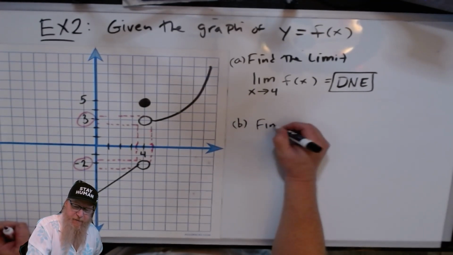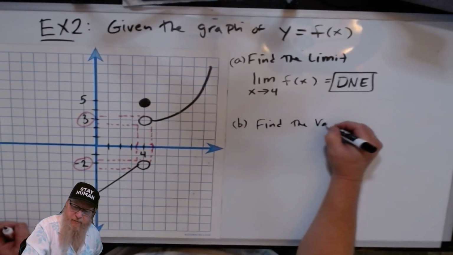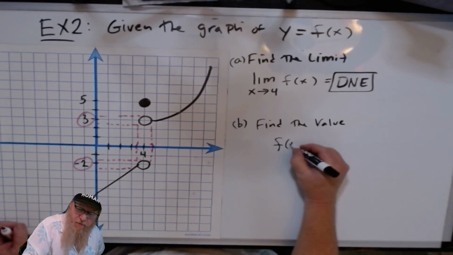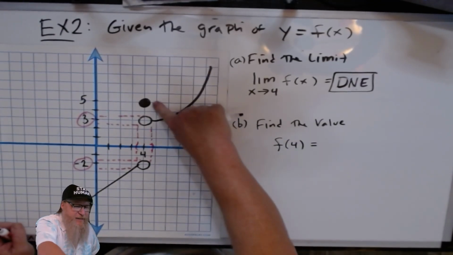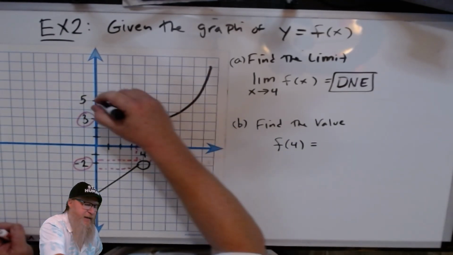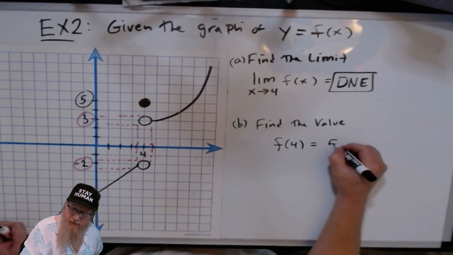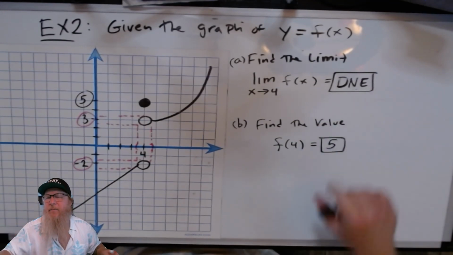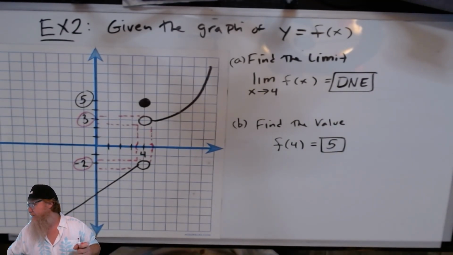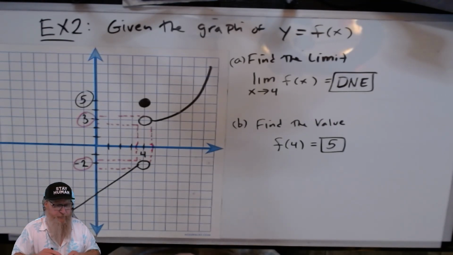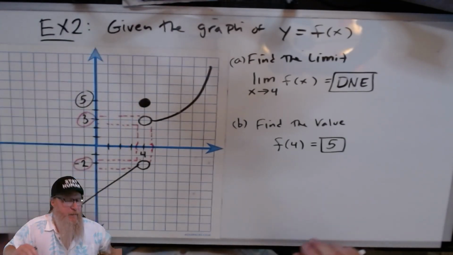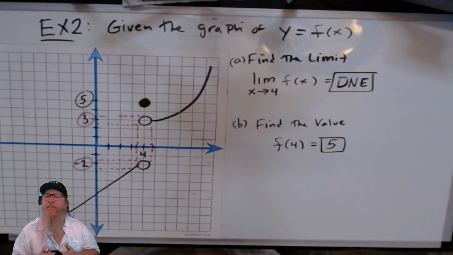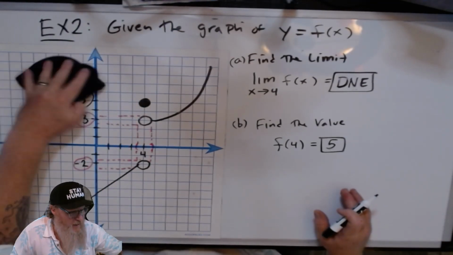And then find the value, f of 4. Well, that does exist. Yeah, that's 5. So this time the value of the function exists, but the limit does not exist. All right, they're all going to be sort of very similar in nature.